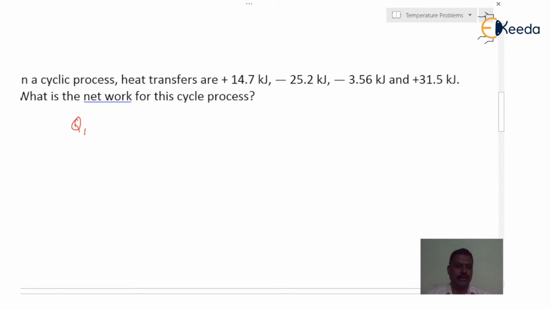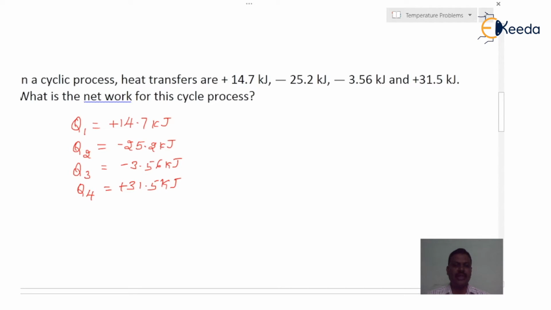So for that we have the heat transfers. Q1 is plus 14.7 kilojoules, that means heat is added to the system. Then Q2 is minus 25.2 kilojoules, and Q3 is also rejected from the system, so it is minus 3.56 kilojoules, and the other one, Q4, is plus 31.5 kilojoules, so it is added to the system.